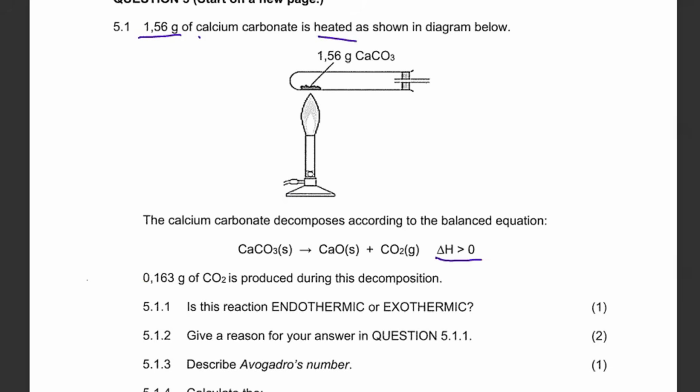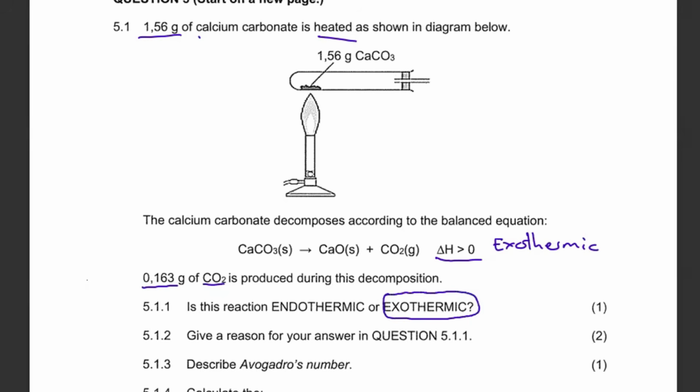If your delta H is greater than 0, they automatically know that this is an exothermic reaction. What does that mean? It means it gives out heat to the surroundings. It continues there: 0.163 of carbon dioxide is produced during this decomposition. The first question reads, is this reaction endothermic or exothermic? We're saying the reaction is exothermic.